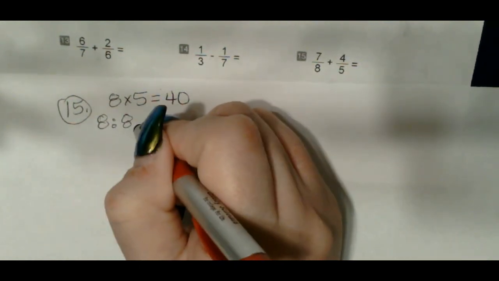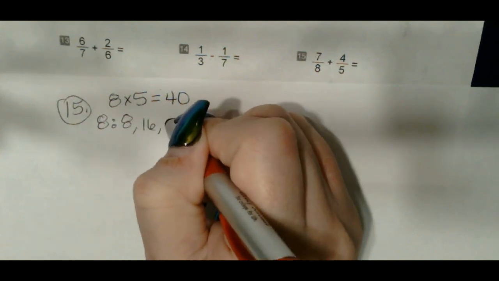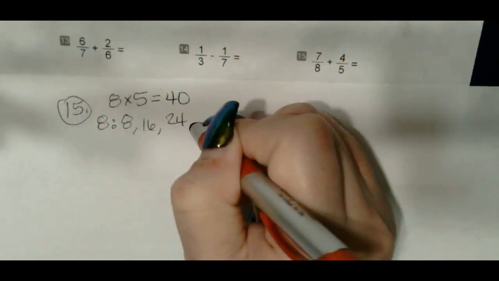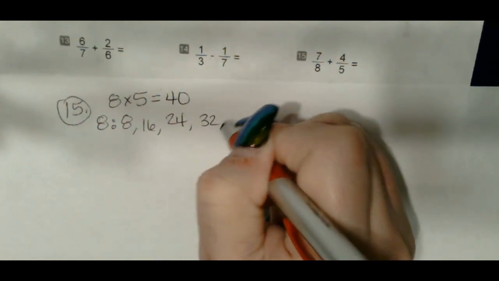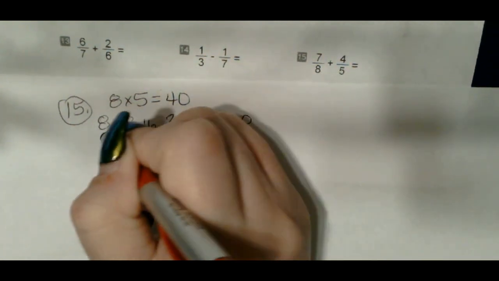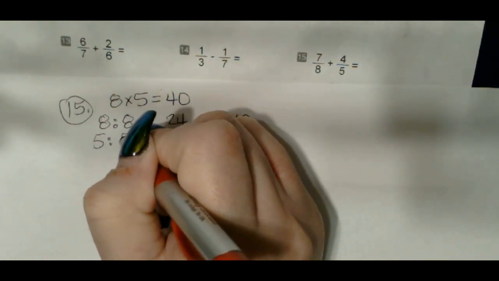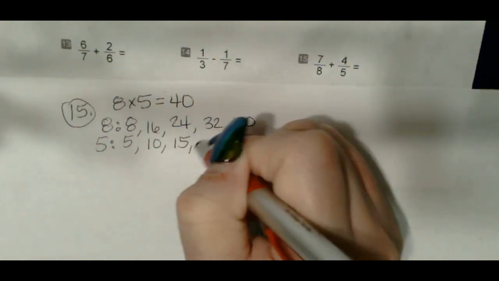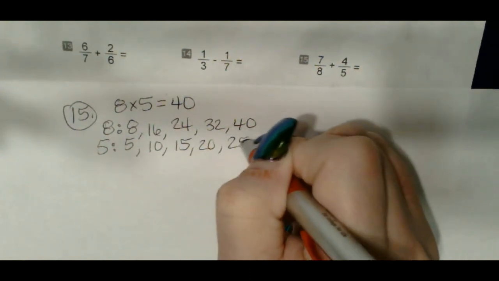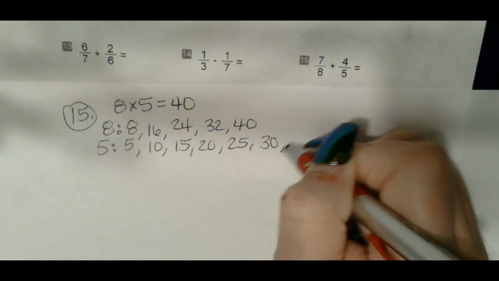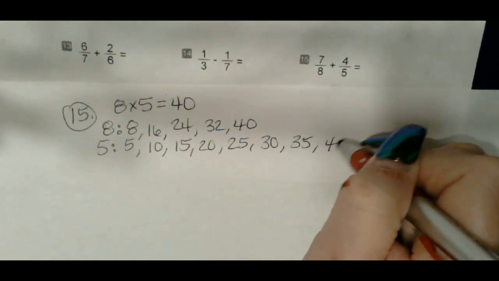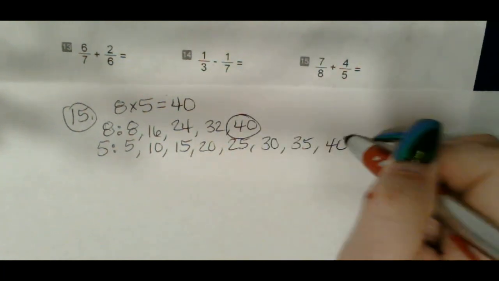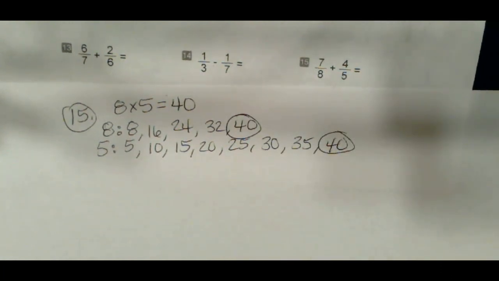8 times 1 is 8. 8 times 2 is 16. 8 times 3 is 24. 8 times 4 is 32. 8 times 5 is 40. Let's write out our 5s. 5 times 1 is 5. 5 times 2 is 10. 15. 20. 25. 30. 35. And 40. Sure enough, our LCD is 40.